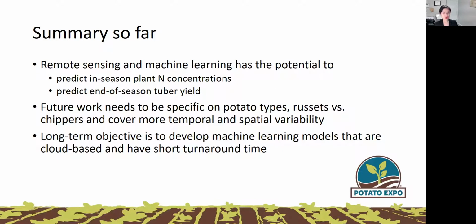The long-term overarching goal is to develop efficient machine learning models that are cloud-based and have very short turnaround time. Right now, I think one of the biggest challenges for the use of remote sensing in agriculture is that the image processing time is pretty long. Growers are a little worried about the turnaround time and how efficient we can make them for guiding the in-season nitrogen management or the production management. So hopefully our projects will be helpful to address some of those problems.